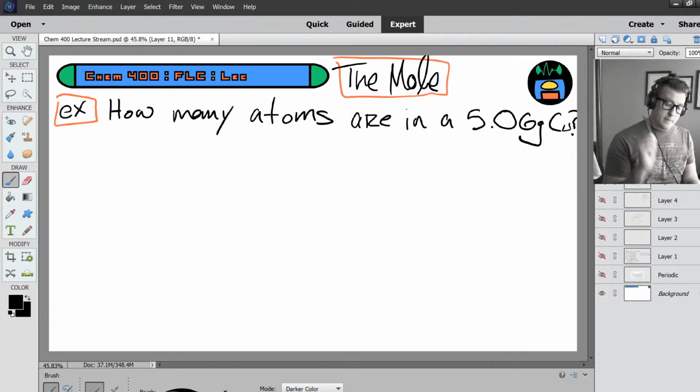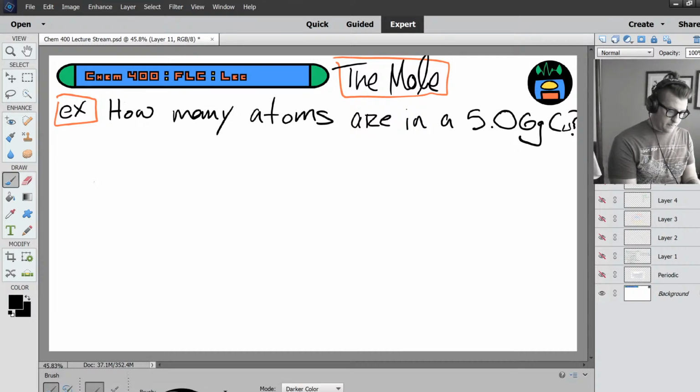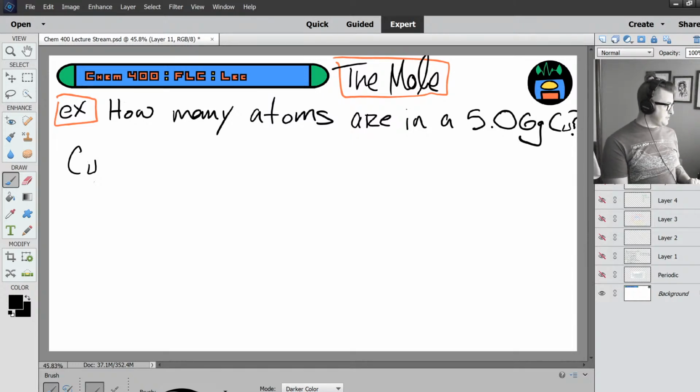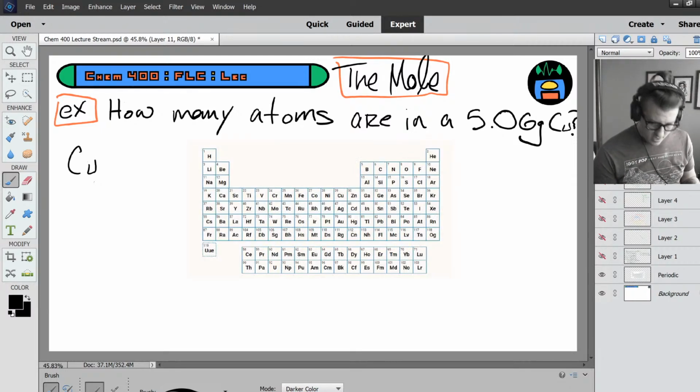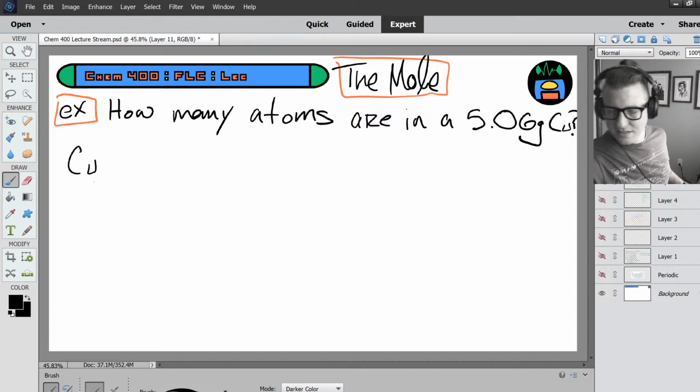I don't know what that is. But I do know that on the periodic table, copper has an atomic mass of, oh, I don't have it written down, but I have a periodic table here, which doesn't have atomic masses. Hang on. I know the atomic mass for copper, but the periodic table doesn't. Where are we?